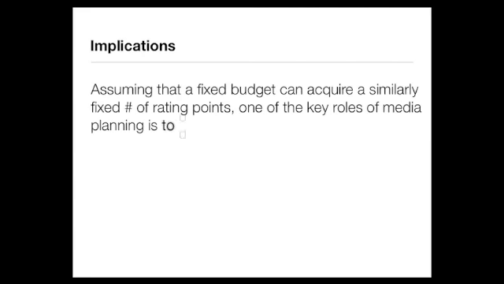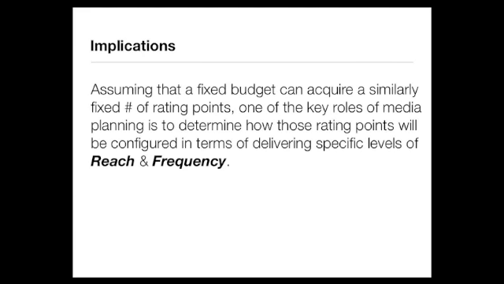So the implications of this, in our experience, advertisers have fixed budgets, and media costs what it costs. So typically, for a fixed budget, you can only buy a fixed number of rating points. So one of the key roles of media planning is to determine how to best configure these rating points in terms of delivering specific levels of reach and frequency. So I hope this was helpful to lay a foundation for your understanding of media concepts, and I hope it impacts your ability to make decisions in the future.